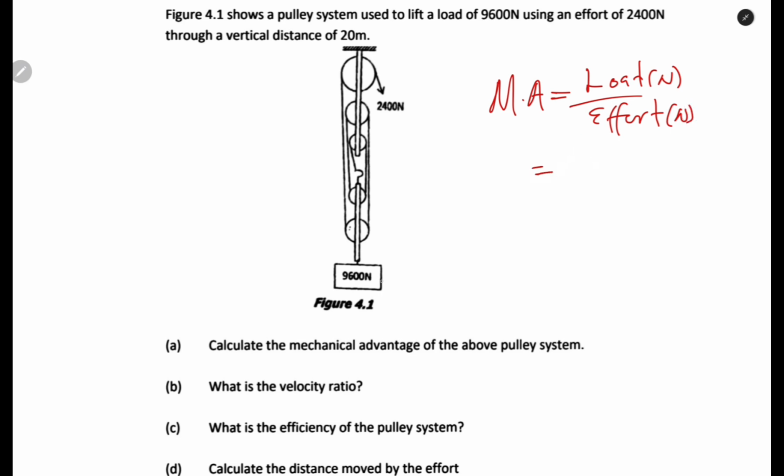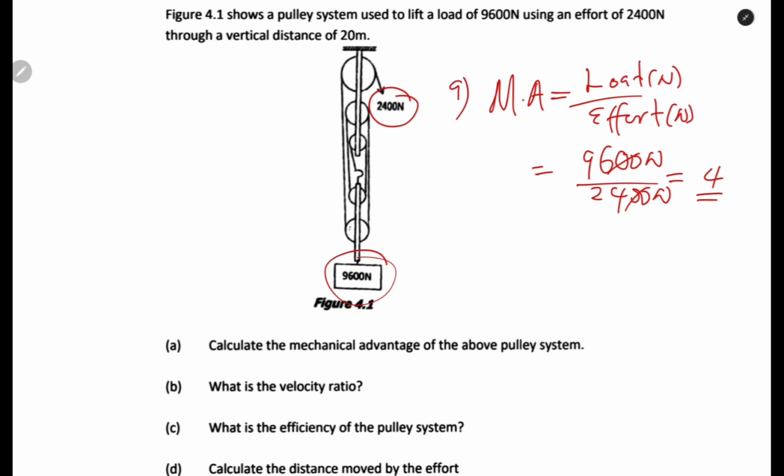So let us find the mechanical advantage. The load is the one that is lifted, and the force that you apply is what we call effort. So force applied is called effort, and load is the force that effort overcomes. Let us replace in the formula: 9,600 Newton divided by 2,400 Newton. You can cancel out the zeros and just say 96 divided by 24, and this gives you 4. So mechanical advantage in this case is 4. So we've answered question A.